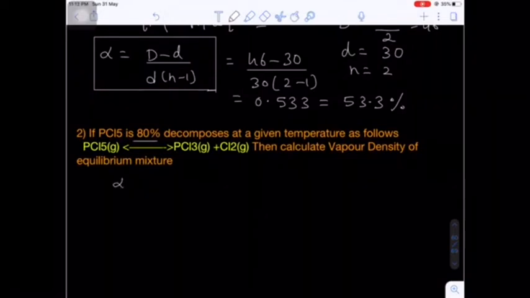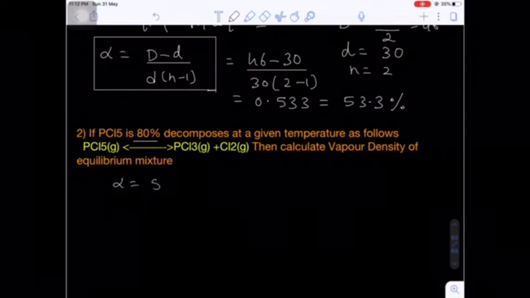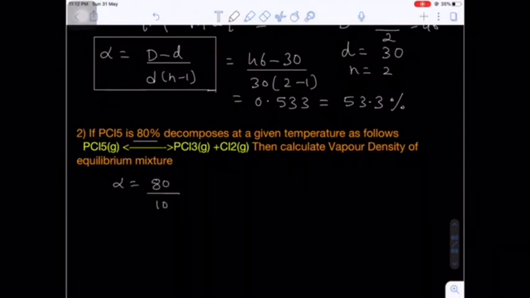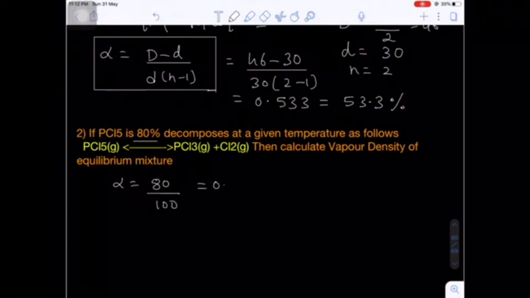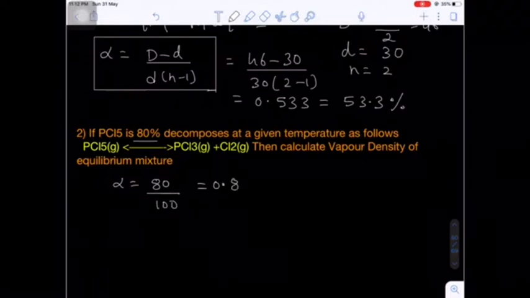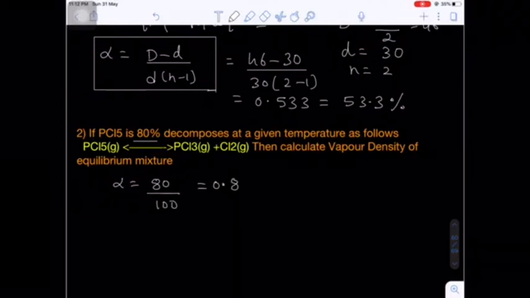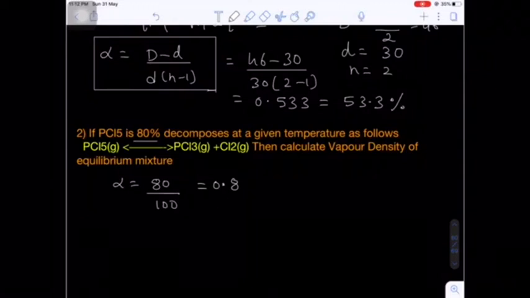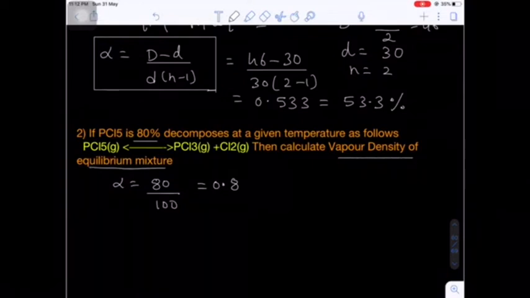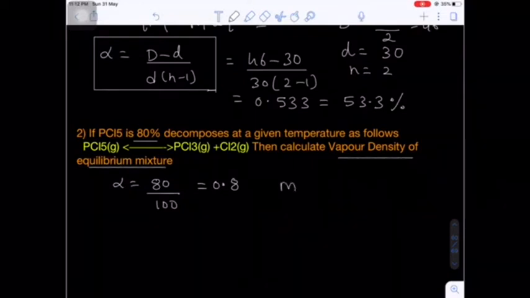PCl5, how much decomposes? 80%. That means alpha is already given to you, 80%. 80% means 80 by 100, that means 0.8. Remember, alpha maximum value is 1. Now, what is the vapor density at equilibrium? That is the small d which is being asked.